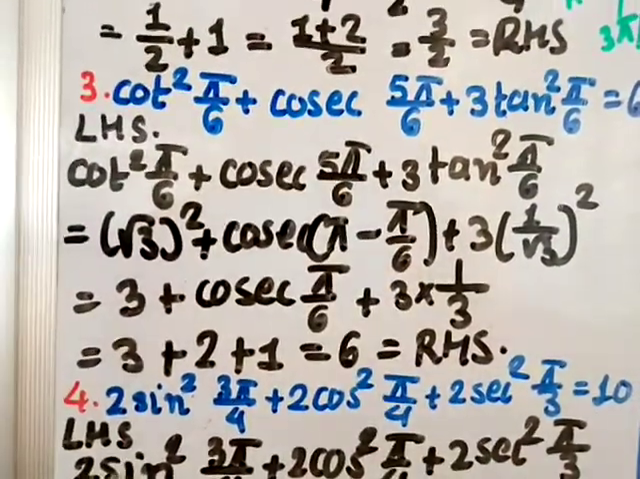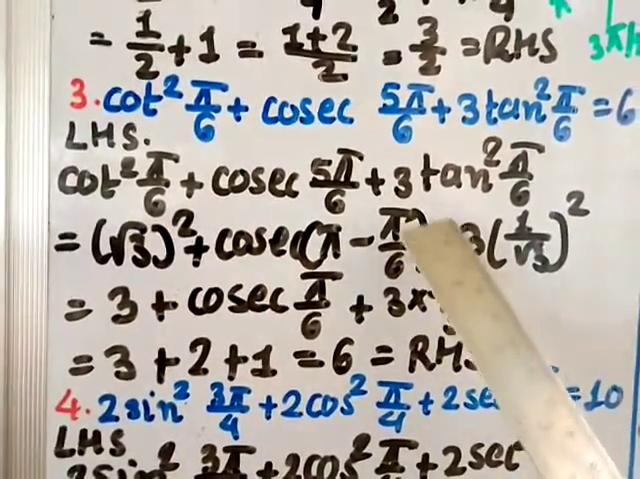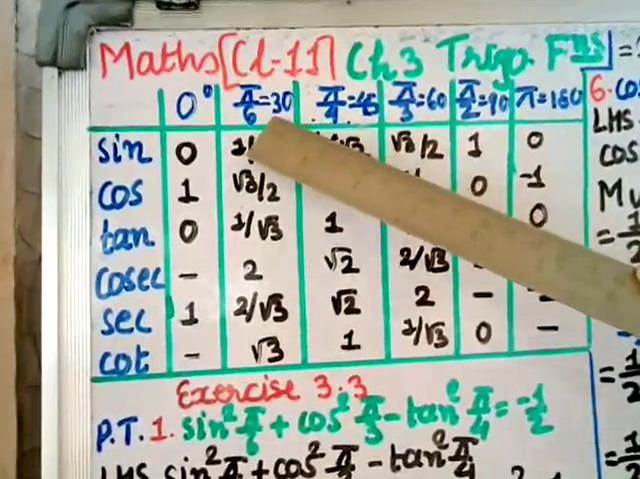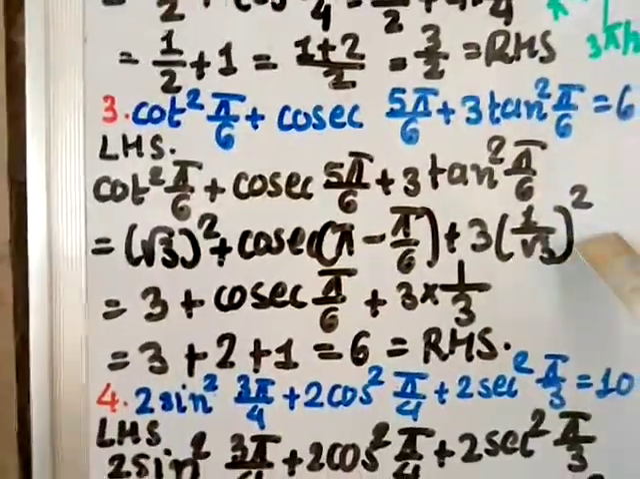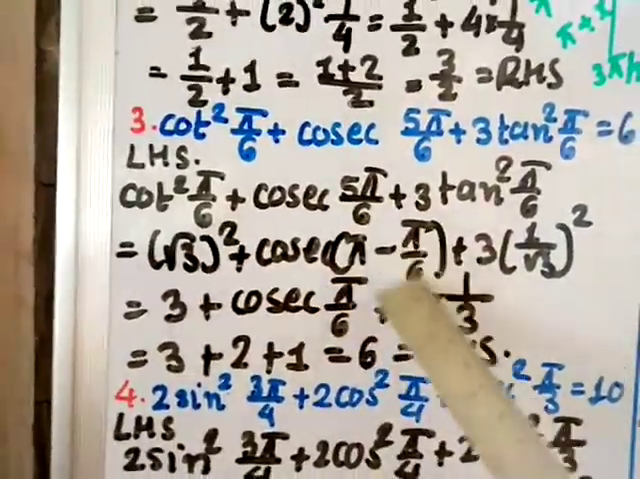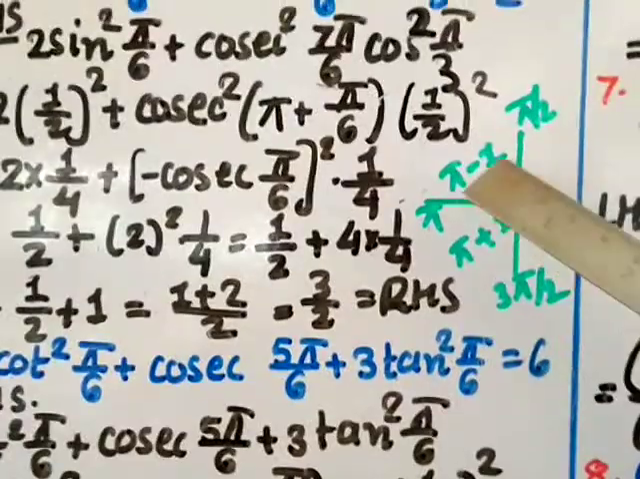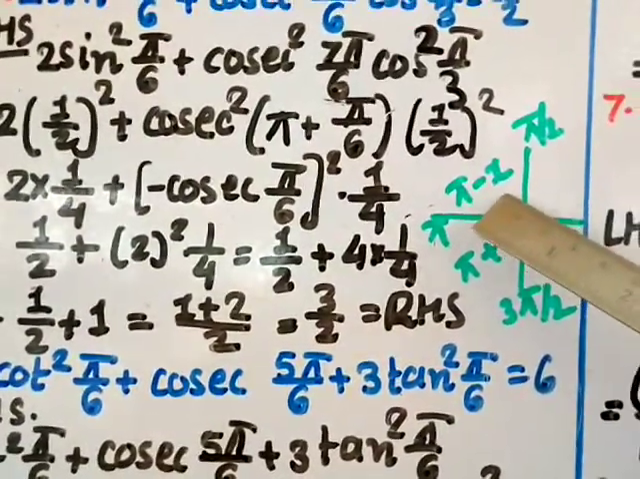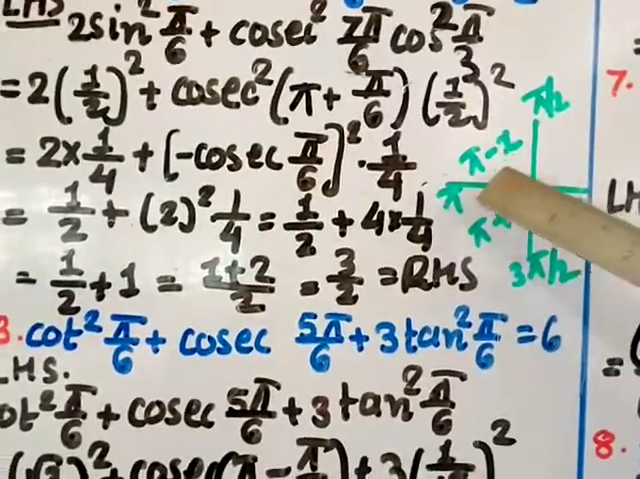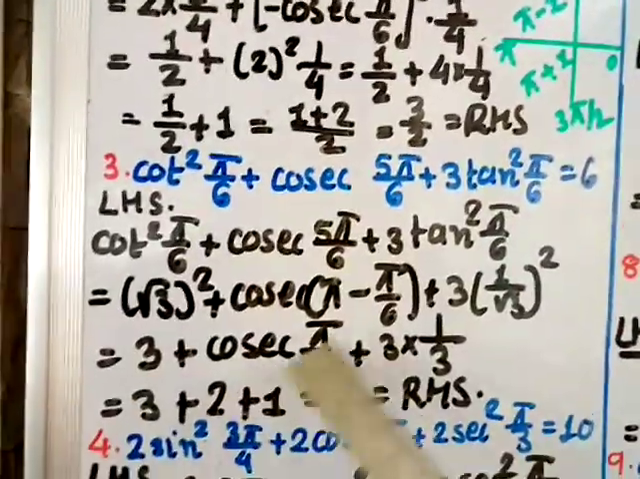Then you get 5 pi by 6 plus 3 tan square pi by 6. So pi by 6 is here and the tan value is 1 by root 3, so it is 1 by root 3 whole square. Root 3 square is 3, and this one is pi minus pi by 6. So the pi angle is here and pi minus angle will come into the second quadrant, and in the second quadrant sine and cosec are positive. So here you will get cosec pi by 6.